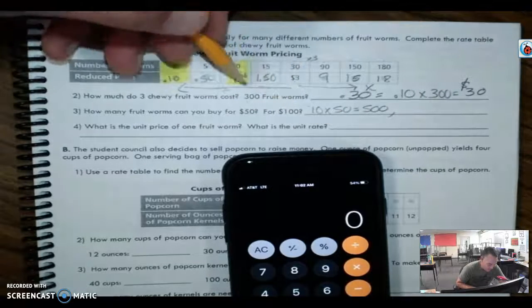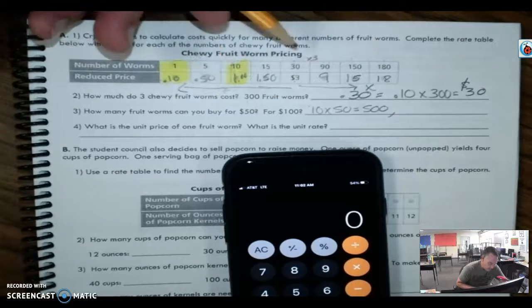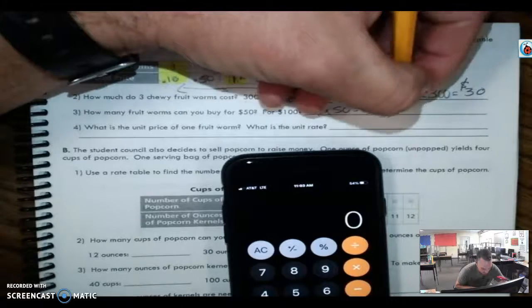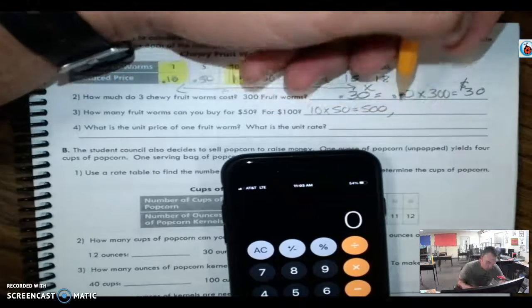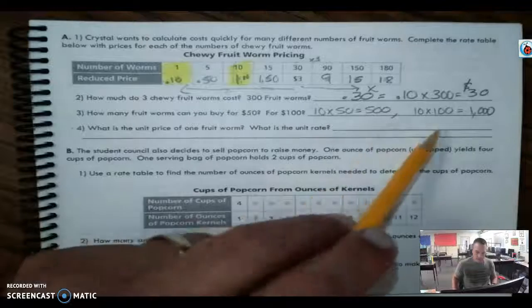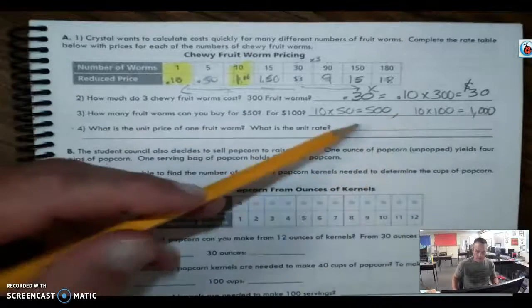For 100, well, I have to take the 1 times 100 is 100, and 10 times 100 is what? Go ahead and write that in. Okay, so hopefully you got 1,000. It'd be 10 times 1,000, or just be 500 doubled.